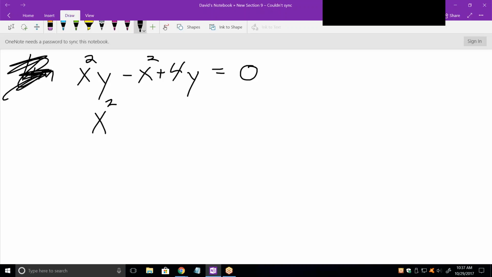X squared y. Excuse me, that's my dog howling. Let me put him on the other side of the door here. Give me a second. Sure.